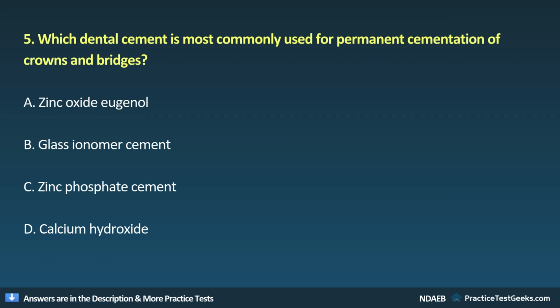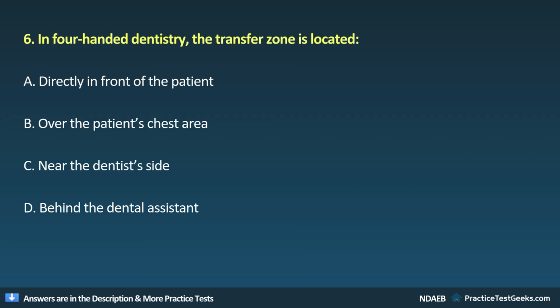A. Zinc oxide enamel. B. Glass ionomer cement. C. Zinc phosphate cement. D. Calcium hydroxide. 6. In four-handed dentistry, the transfer zone is located A. Directly in front of the patient. B. Over the patient's chest area. C. Near the dentist's side. D. Behind the dental assistant.